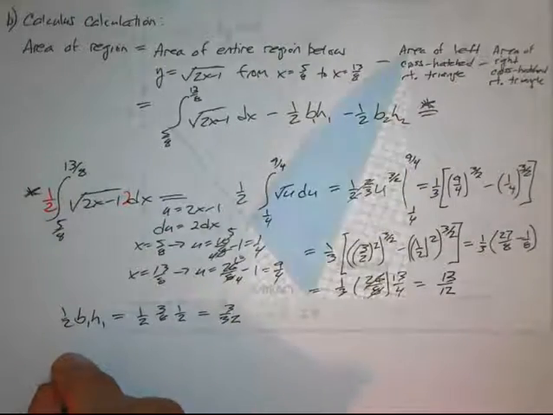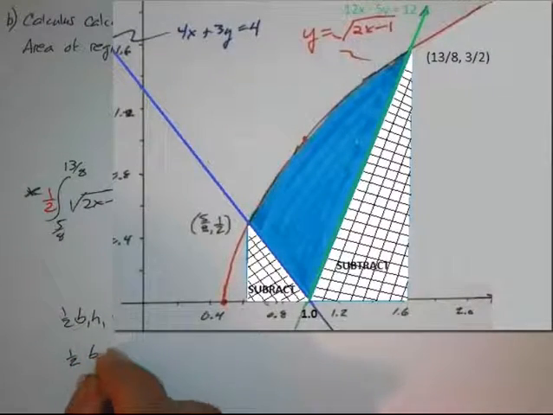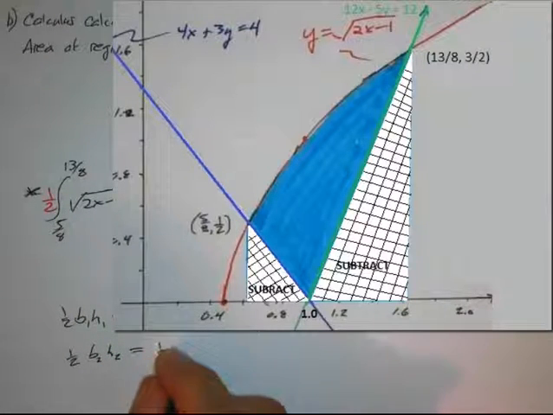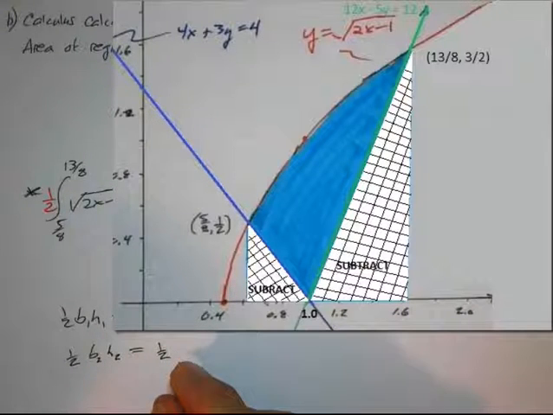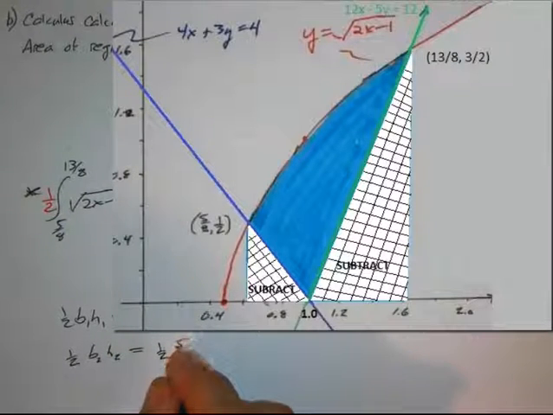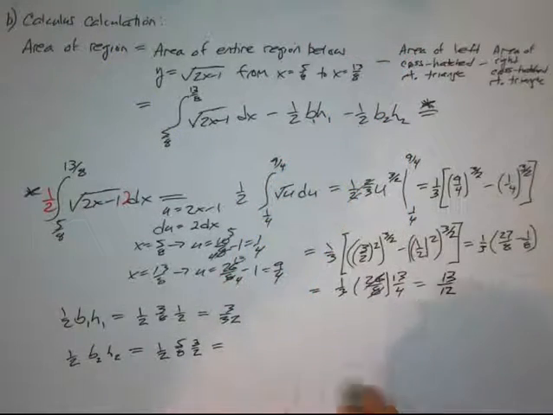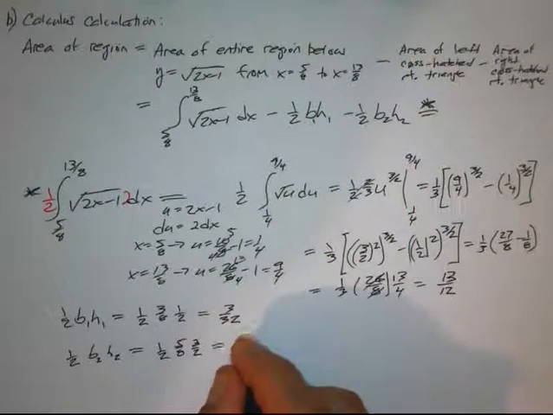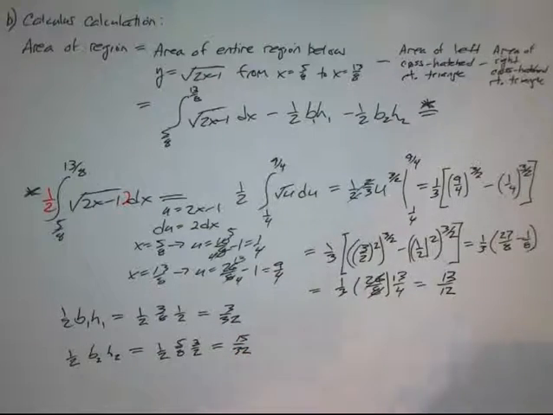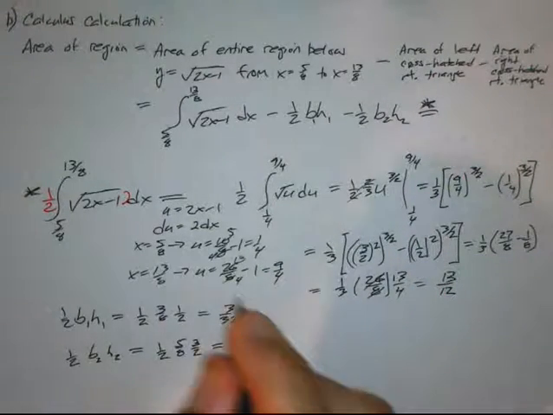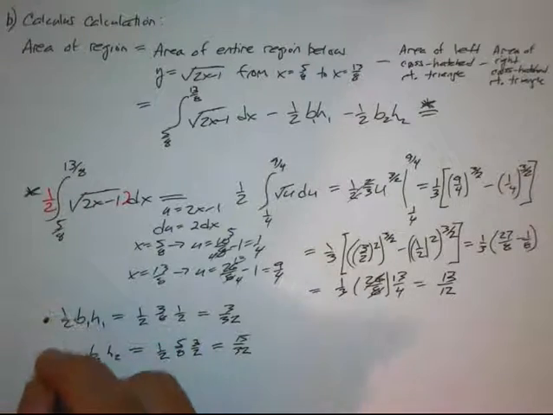The other triangle, 1/2 base 2 h2, equaling, okay, the 1/2, that first base goes from 1 to 13/8. That would be 5/8 in length for that base. The height from the x-axis up to that y-coordinate of 3/2. We have no cancellations, just 15/32 left over.